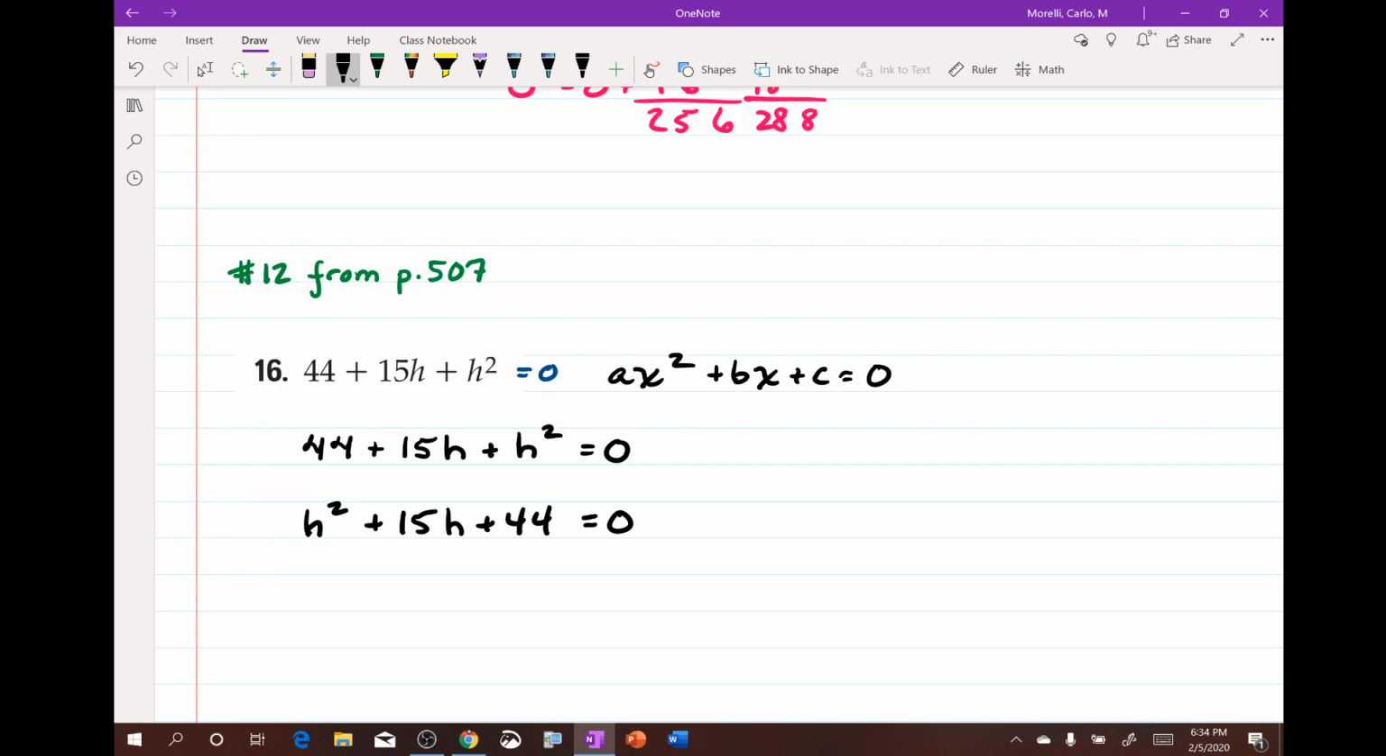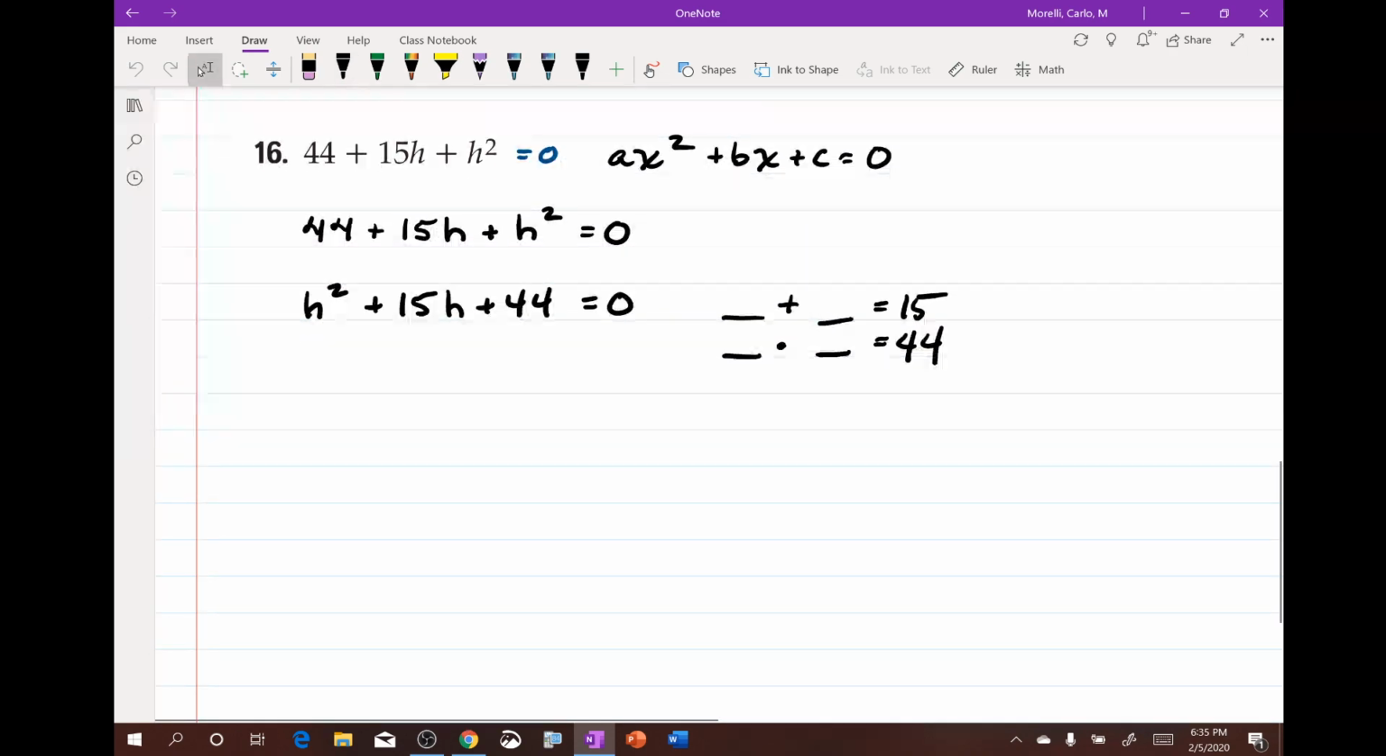Okay, so now we're going to jump through all the hoops, okay? We need two numbers that add to equal 15. Those same two numbers need to multiply to equal 44. So we're going to break down 44. That's 2 times 22 and 4 times 11. So all my possible combinations of factors are 2 and 22 and 4 and 11. Now, both of them will be positive because c is positive and the h coefficient is positive. So we just have to add 2 plus 22. What's that?